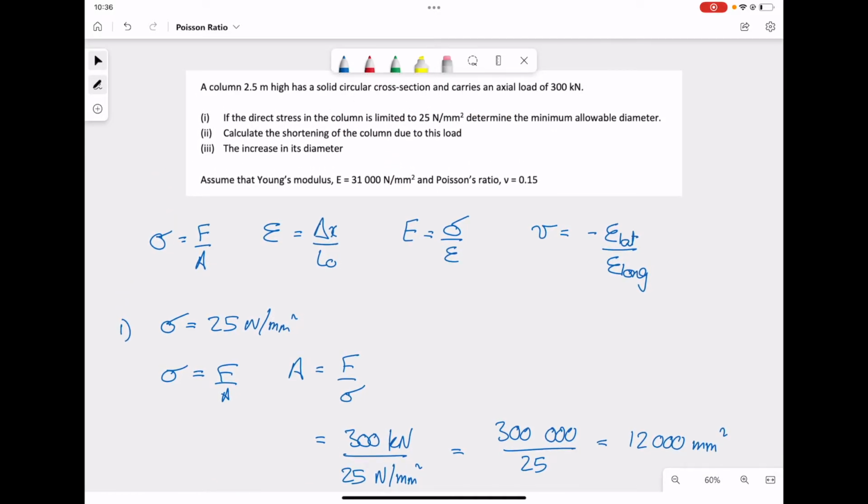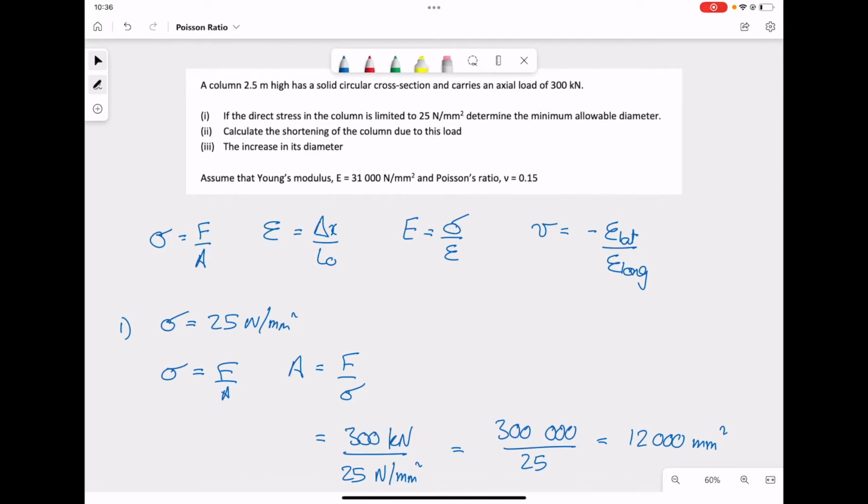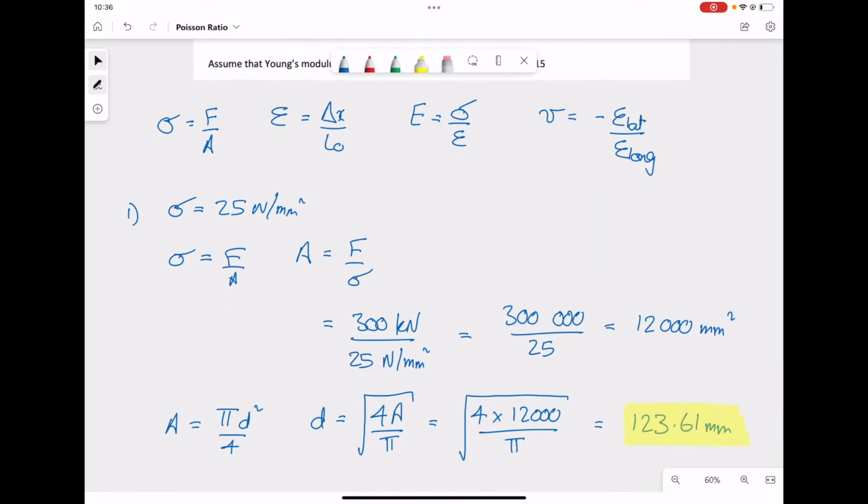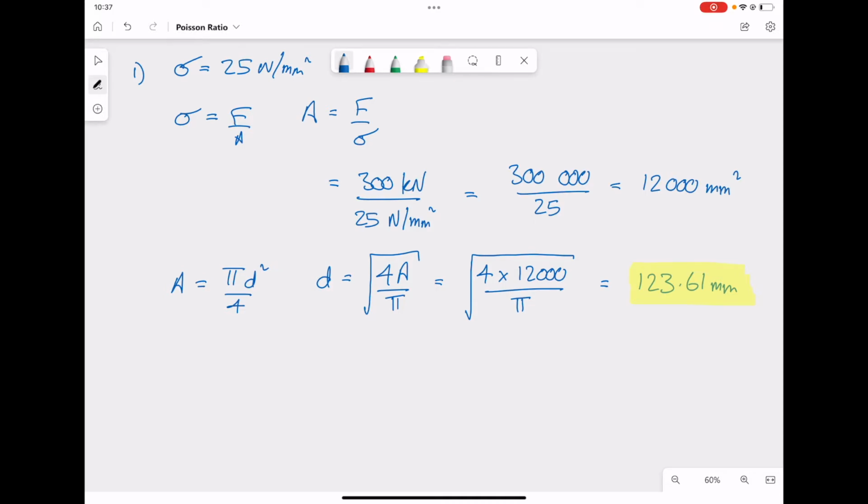Part two of this question is to calculate the shortening of the column due to the load. So the length of the column is 2.5 meters. So we know the strain is equal to the change in length over the original length. We know the original length, but we don't know the strain. So we need to calculate the strain before we can calculate the change in length. For that, we're going to use Young's modulus, which is equal to stress divided by strain, or rearranging this for strain, the strain is equal to the stress divided by Young's modulus.